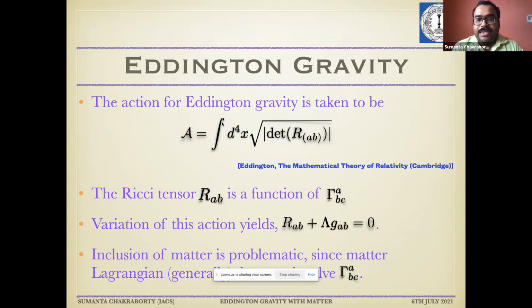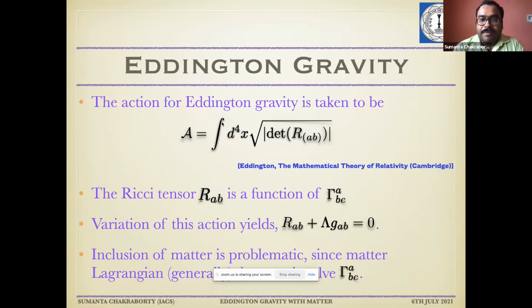Then one varies this action, and it turns out that the field equation arising out of the variation, which I will discuss in more detail as I go forward, is effectively R_AB plus lambda G_AB equal to 0, which is the Einstein's equation with a cosmological constant.